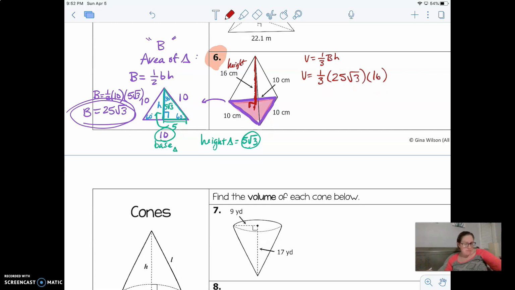All right, okay, so then we type it all in, right? 25 times 16 divided by 3. And your volume is, ooh, that's going to be a fraction. So I'm going to give you multiple options here. 400 square root of 3 over 3.